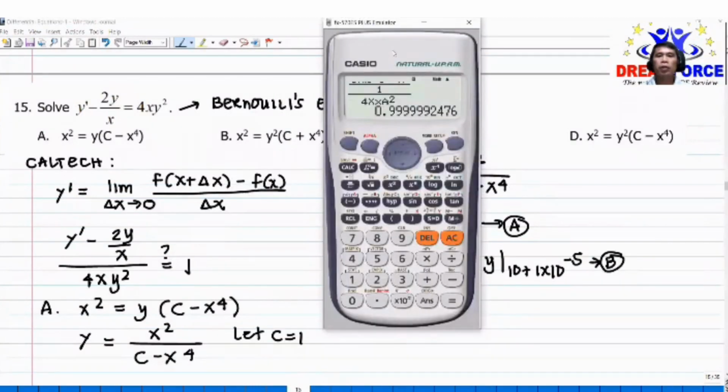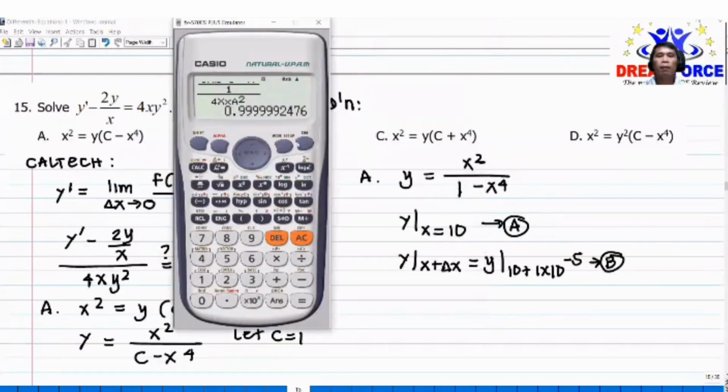Okay, so puntahan natin yung equation na y, naka-explicitly solve na siya. So we have alpha x squared divided by 1 minus alpha x squared to the fourth. Ito, isosolve natin yung value ng y when x is equal to 10. So, calculate, 10 ang ilalagay natin.